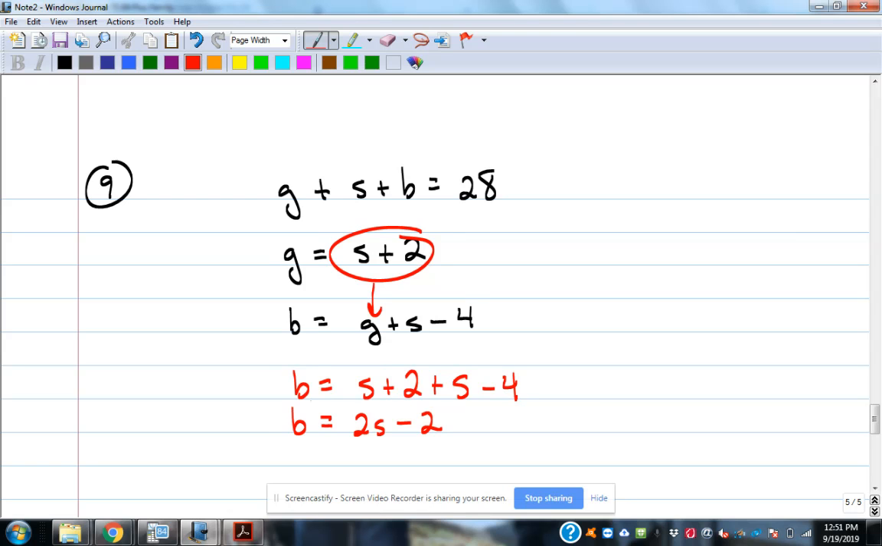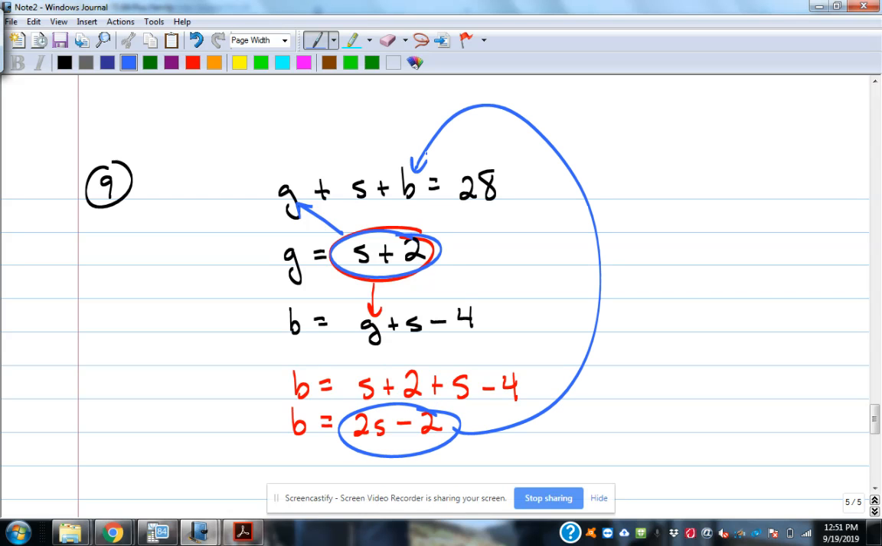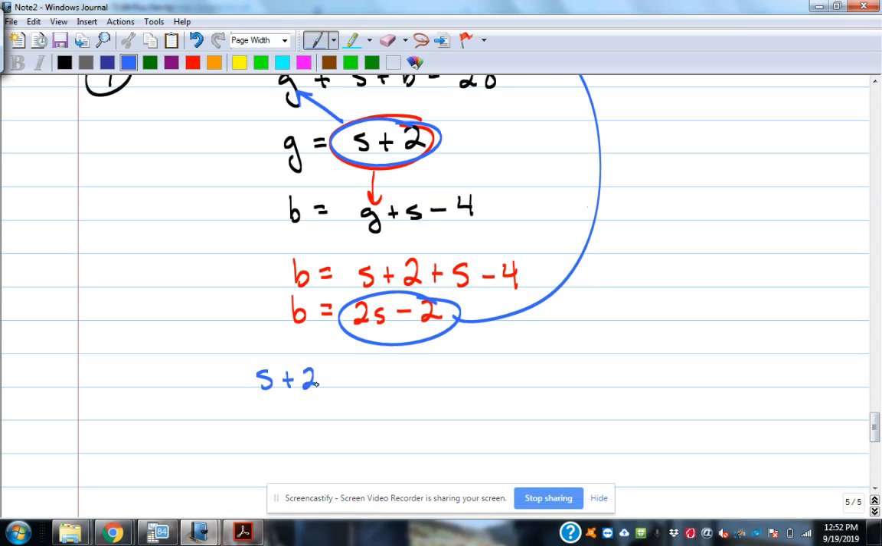But what could I do now? Plug what in the top? Okay, both the bronze and the gold is what she's saying. We could take this and replace gold in the first equation. We could take this and replace bronze in the first equation. So a little bit different plan of attack on this one, but it was because our equations were much different than what we've been dealing with. So S plus 2 replaces gold, plus the S that was there to begin with, and then the bronze was 2S minus 2, and that equals 28.